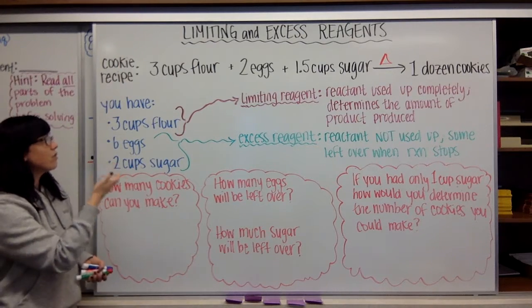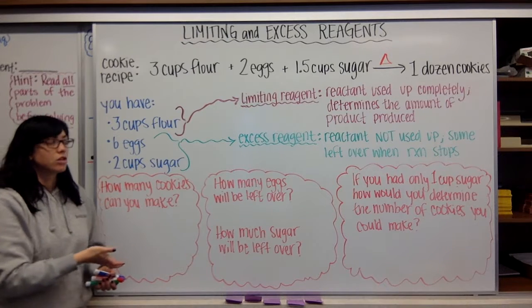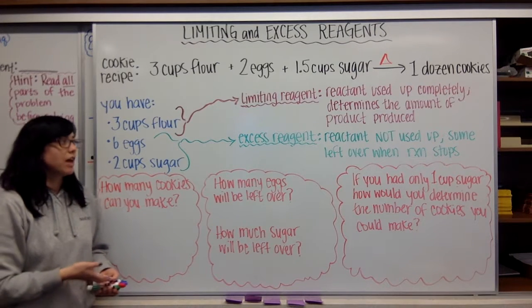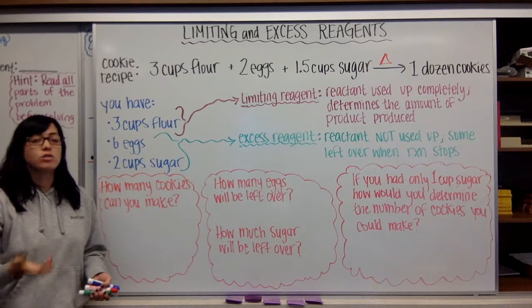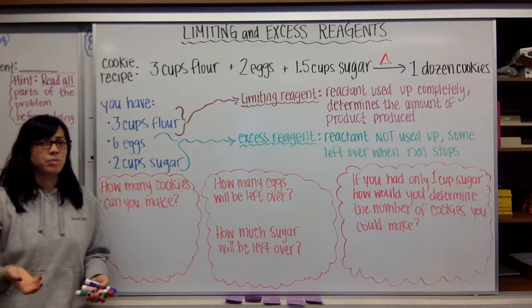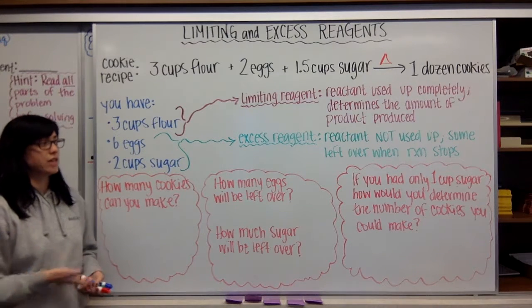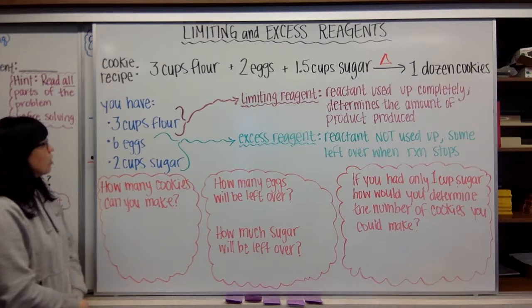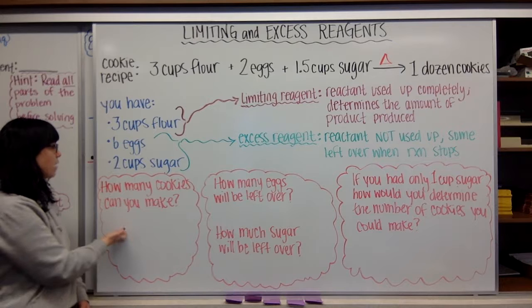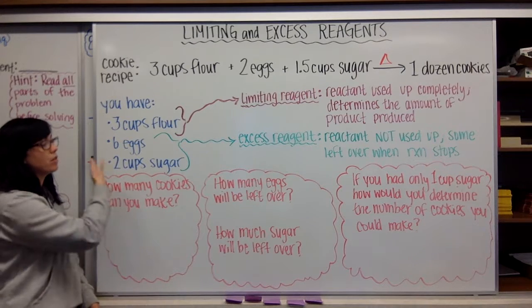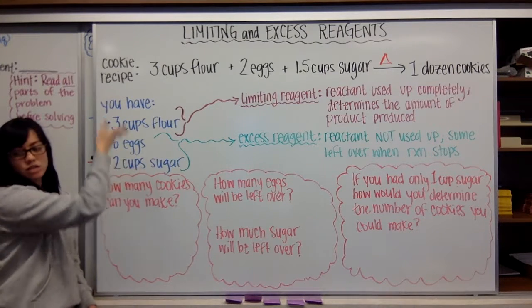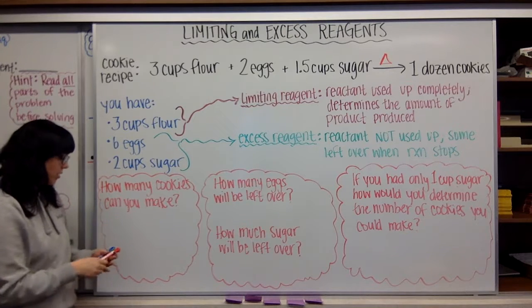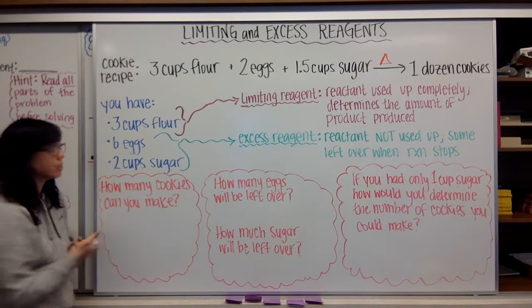Now, we're going to have leftover eggs and leftover sugar. Those are our excess reagents. They are reactants that are not used up, and there's going to be some that are left over when the reaction stops or it completes itself. So, in this example, if I were to ask you how many cookies we could make with these ingredients using this recipe, you would tell me that we would be able to make 1 dozen cookies.